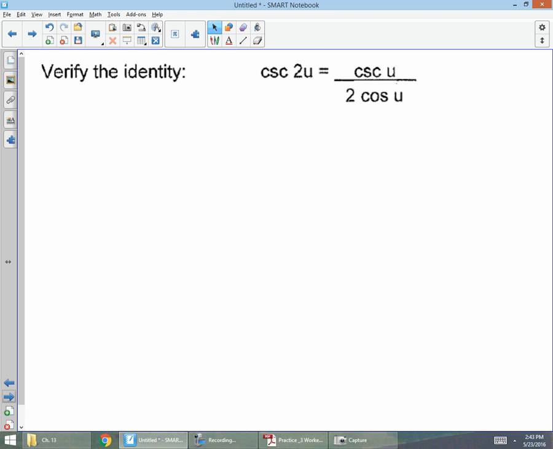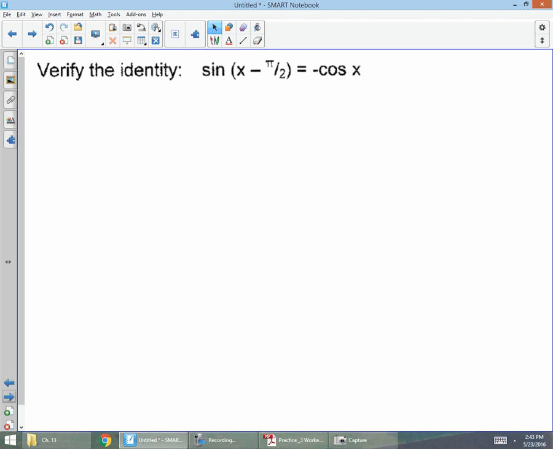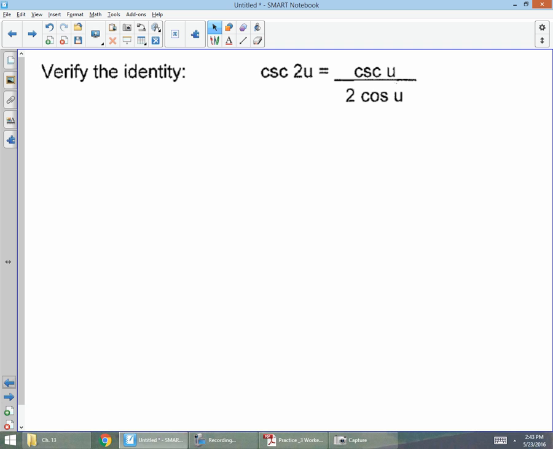All right, so let's do some verifying before we get to that. I think that's about everything. Cosecant of 2u, we want to verify that that equals the cosecant of u over 2 cosine of u. Well, the first thing that we're going to want to do is really think about that part right there.